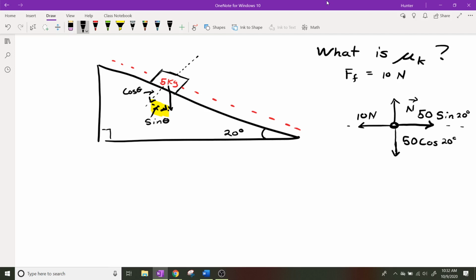So the first thing I'm going to do is ask myself a couple of questions. Question number one: is it moving? Okay, so it has an initial speed of 0, right? But as it goes, does it go down the ramp? Yes. Okay. So that's the first question. Is it moving? Second question, is it accelerating?